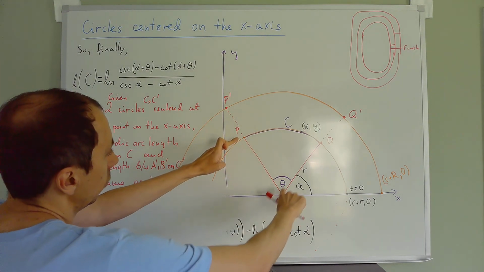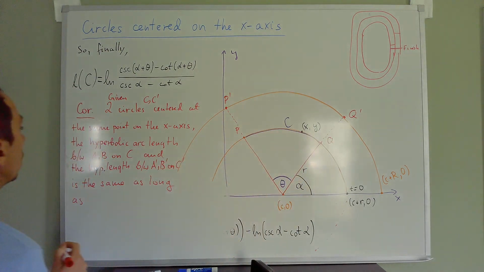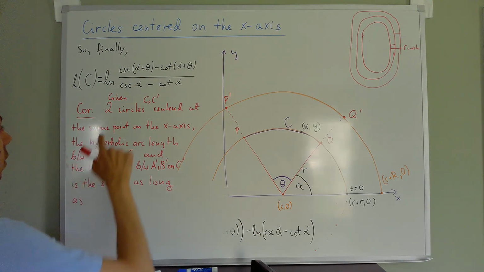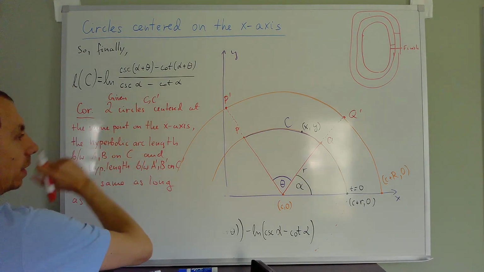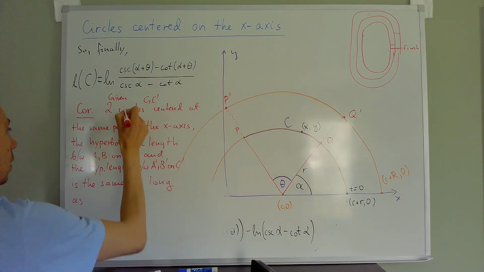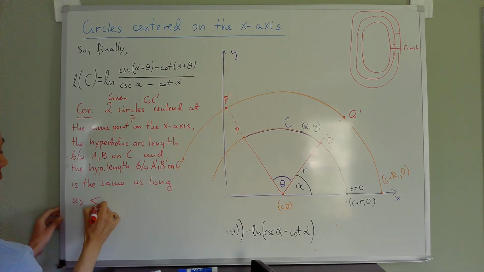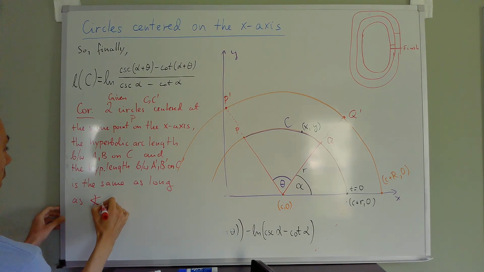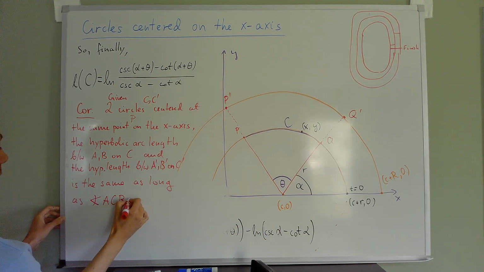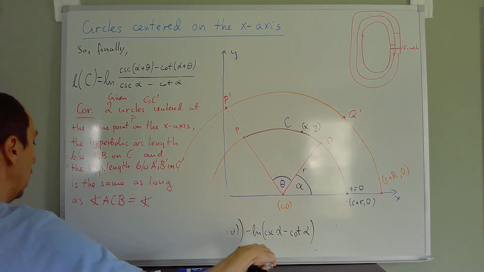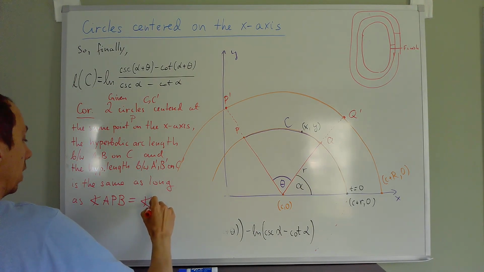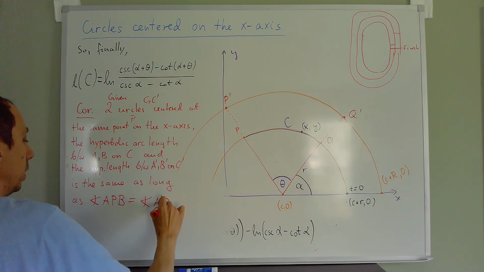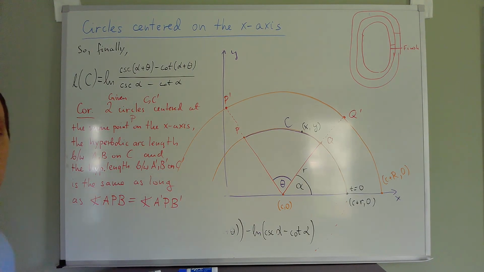so the angle, this angle has to be the same, right? So we have to name the centers, given two circles, centered at the same point. What's a good name for a center? C, but I already used that, so maybe P. As long as the angle APB is the same as the angle A prime P B prime.